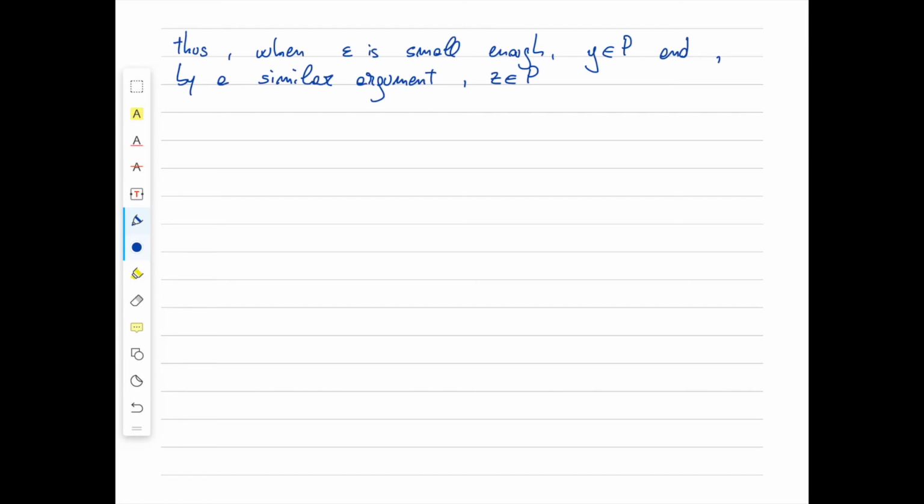And at this point we're done because x star is simply the midpoint of Y and Z, and so it can't be an extreme point. This concludes the proof that B implies C, so in order to show our theorem, we only have to show that C implies A.